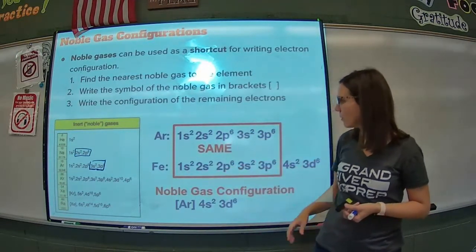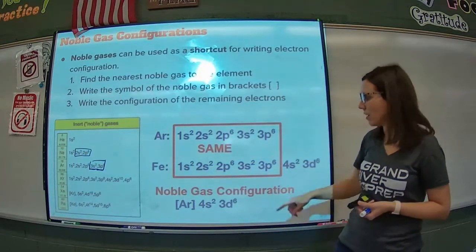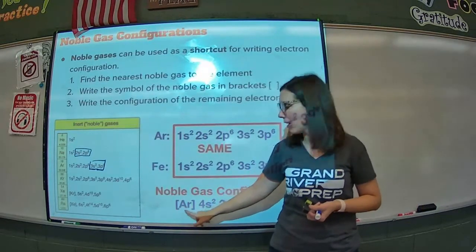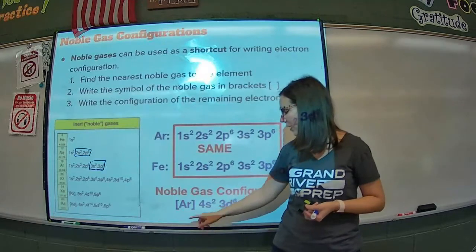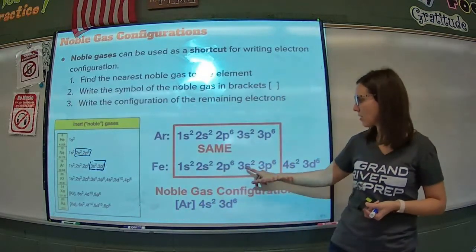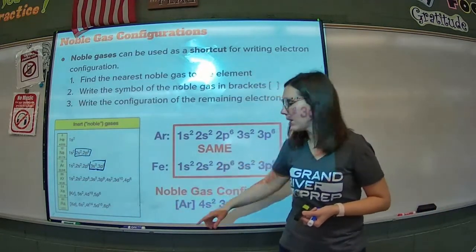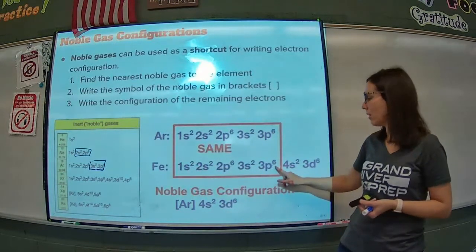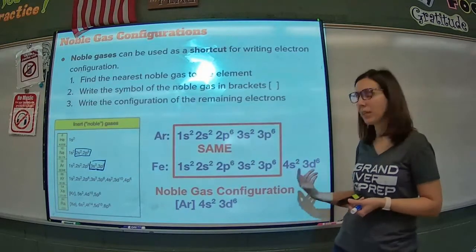What we can do is represent this entire chunk of the electron configuration by simply writing, in square brackets, not parentheses, but square brackets, Ar. When we write square bracket Ar square bracket, what this means is 1s2, 2s2, 2p6, 3s2, 3p6. So this right here is representing this whole chunk of the electron configuration. Then all we have to do is go to the placement of where argon is on the periodic table and pick up from there.